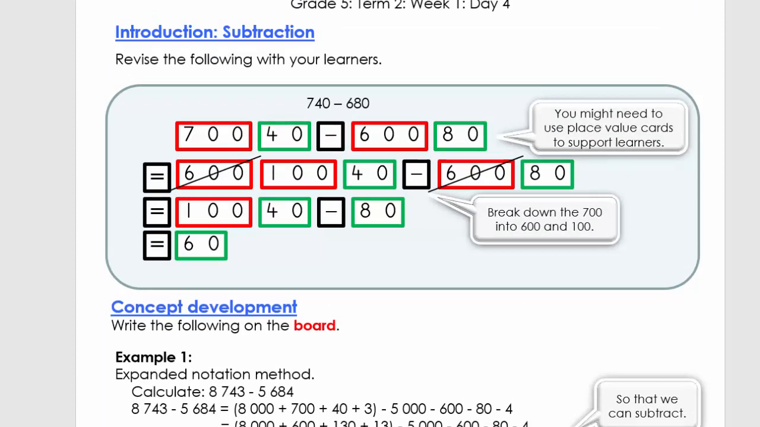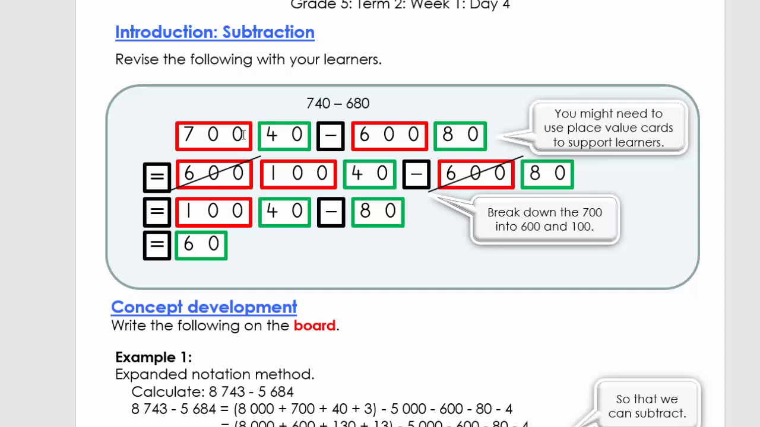So with today's introduction, I recommend that you have place value cards. So we're just going to have a basic number sentence first, where we're going to subtract 740 minus 680. Now, first you can see previously where we subtracted a bigger number from a smaller number. In this case, it's not possible, or it is possible, but we need to show them the steps.